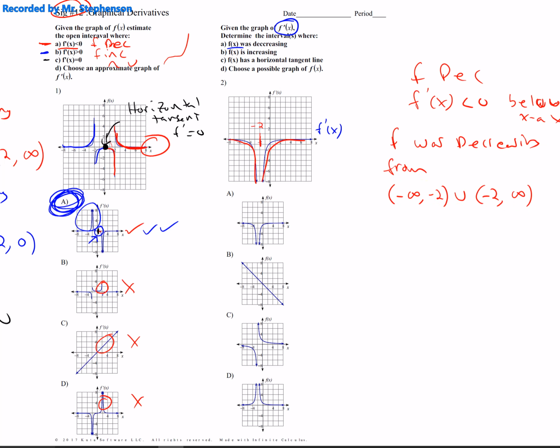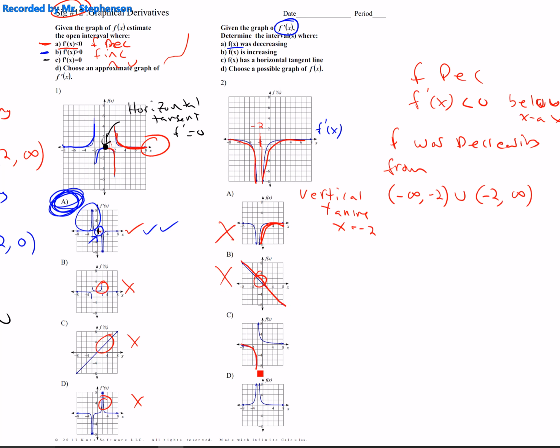Turns out that it was always decreasing. So I'm looking for, in my graphs down here, a function that is always decreasing, and something funky, a vertical tangent line at x equals -2, because there's an asymptote here. And it's always going down. Look at A. This is going up. This is increasing. There should not be any points where it increases. B is always decreasing, but nothing funky is happening at -2. So delete that one.